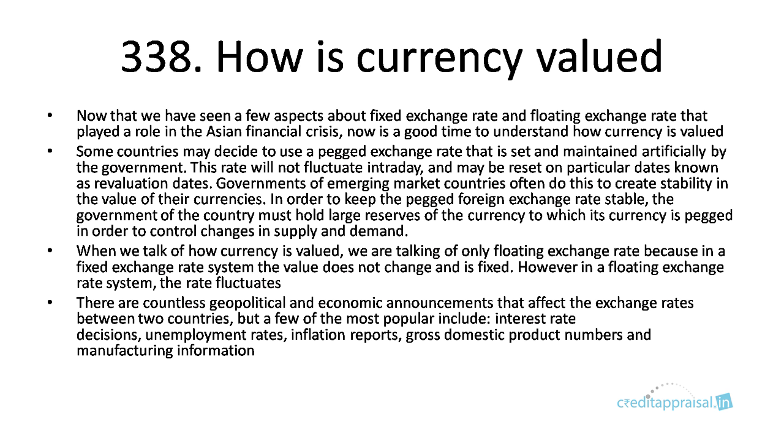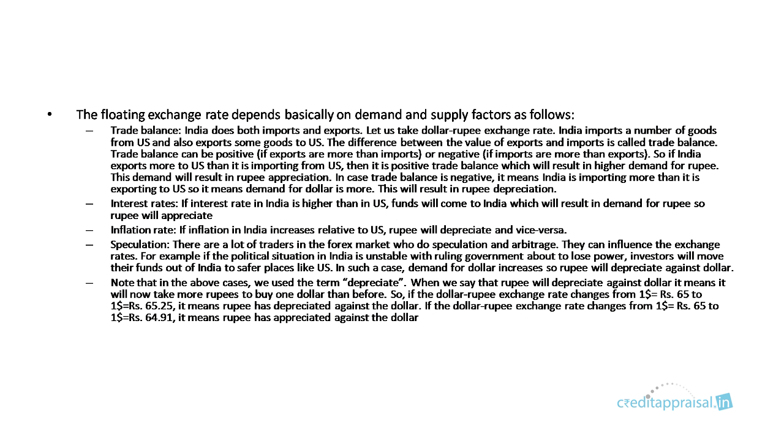The floating exchange rate depends on demand and supply factors. Let us see some of the factors. One is trade balance. Say, for example, India does both imports and exports. Take the dollar-rupee exchange rate. India imports a lot of goods from the US. It also exports some goods to the US. This difference between the value of exports and imports, as we discussed earlier, is called trade balance.